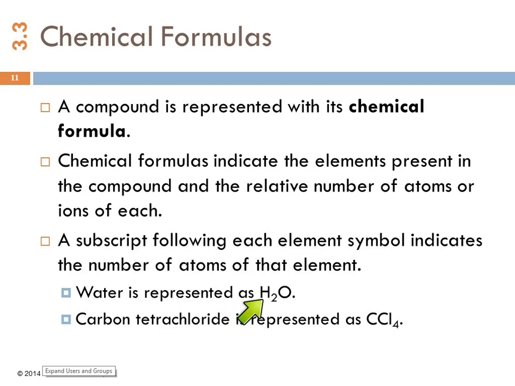So water is represented as H2O. This 2 refers to the element before it. So this formula tells us there are 2 hydrogen atoms and 1 oxygen atom in a molecule. Carbon tetrachloride has the formula CCl4. So 1 carbon atom and 4 chlorine atoms.